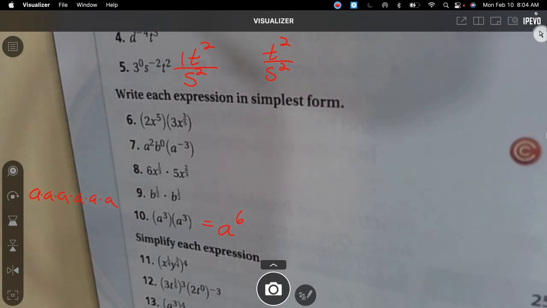Notice we're not going to do the fraction ones just yet. Maybe we'll do a few in a little bit. I can do number 7. B to the 0, what's that? 1. So we can write that if you want to. Now, what do you do with a squared and a to the negative third? Add them. What's 2 plus negative 3? Negative 1. Okay, so 1a to the negative 1.